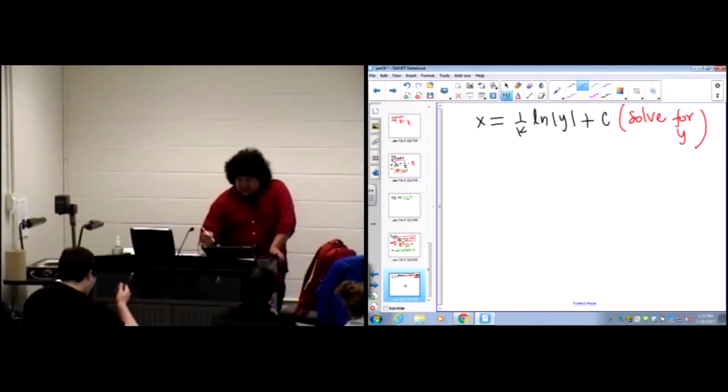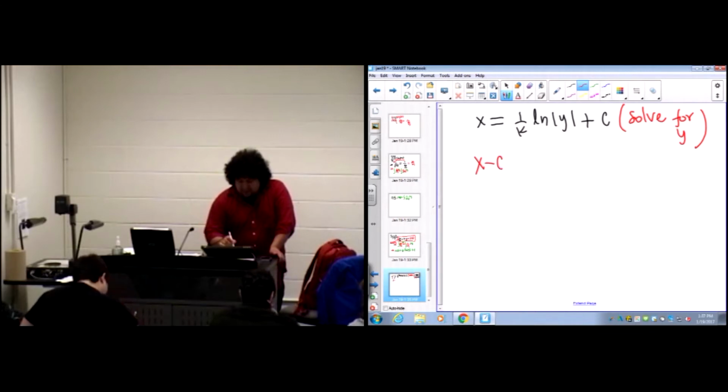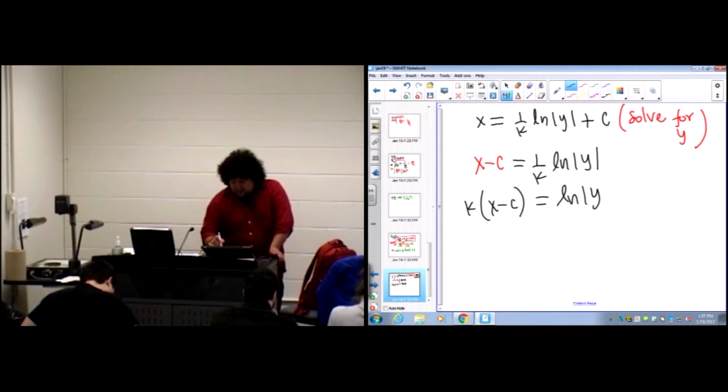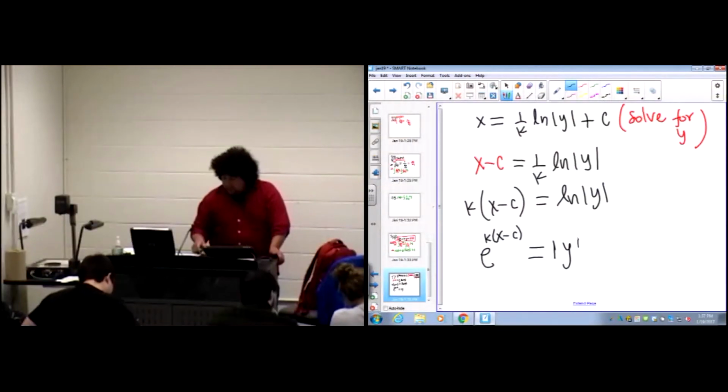So if we're solving algebraically for y, here we have x minus c. x minus c equals 1 over k natural log absolute value of y. k times x minus c is natural log of this. And then if we exponentiate both sides, we have e to the k times x minus c equals absolute value of y.